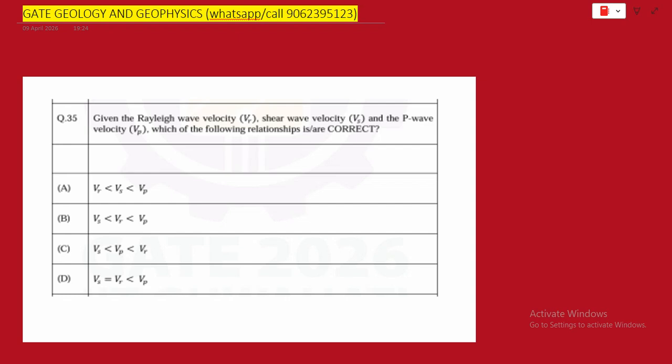Okay, so look at this question number 35 on your screen. Given the Rayleigh wave velocity, shear wave velocity and the P wave velocity, which of the following relationships is or are correct? Okay, and there are four options and we have to say which option will be the correct one.